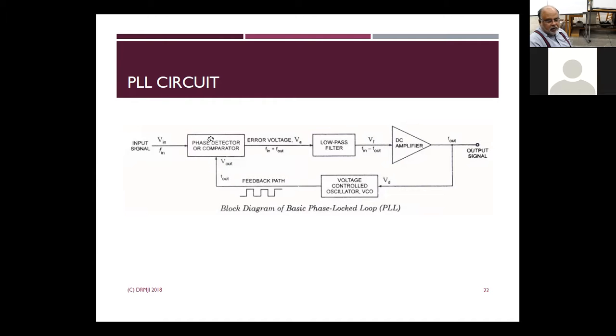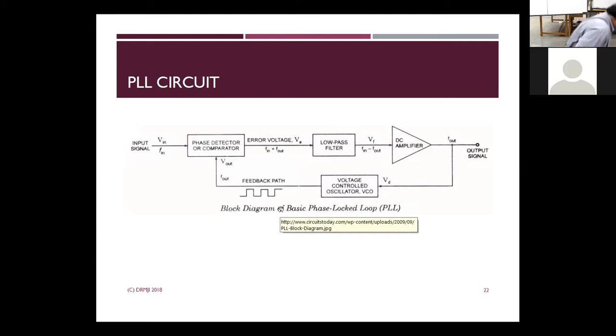So this output is taken from here, and this output is basically the same clock signal as the one coming in over here. Now the question may be: why not use the same input clock? Why are you generating an output clock here? Why are you generating a separate output clock?